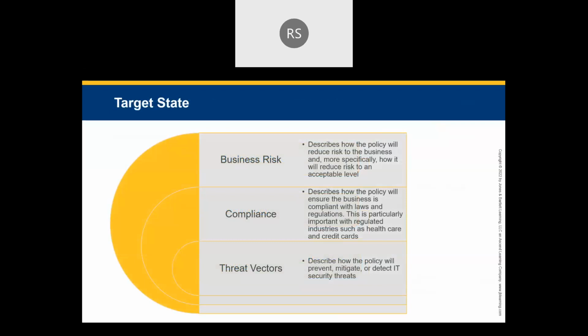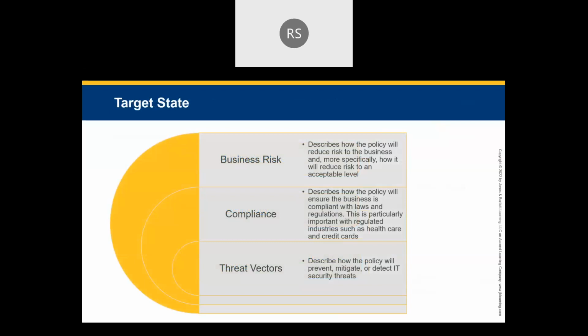Now, the target state of a policy is focused on reducing risk to the business. It outlines how the policy will effectively minimize and mitigate risk to an acceptable level. By identifying and addressing potential vulnerabilities and weaknesses, organizations can proactively protect their assets and data, ensuring a more secure environment.